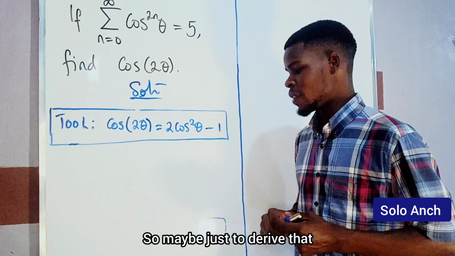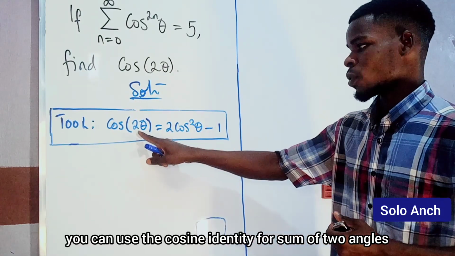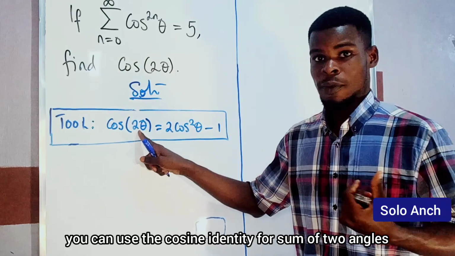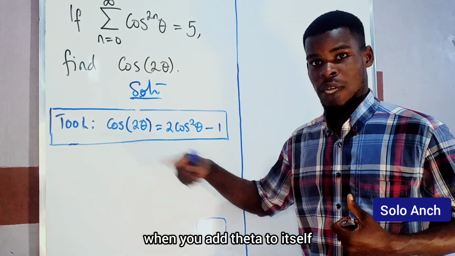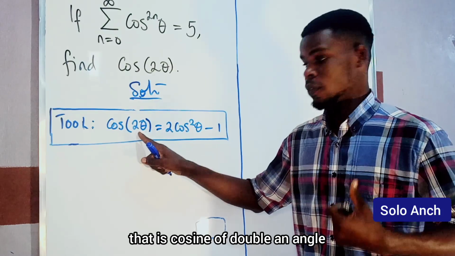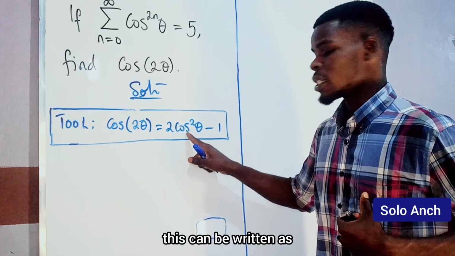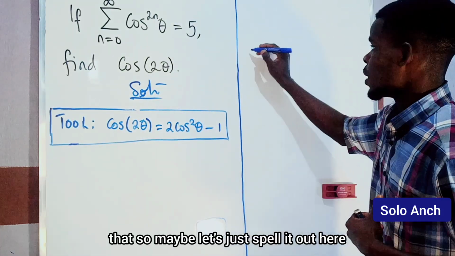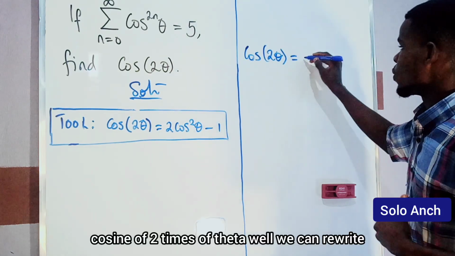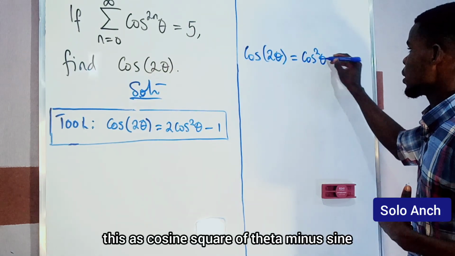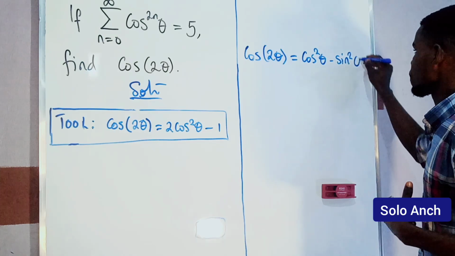So maybe just to derive that, you can use the cosine identity for sum of 2 angles. Now when the 2 angles you are adding are the same, like theta, when you add theta to itself, that is cosine of a doubled angle. Good. This can be written as that. So maybe let's just spell it out here. Cosine of 2 times theta, well, we can write this as cosine square of theta minus sine square of theta.